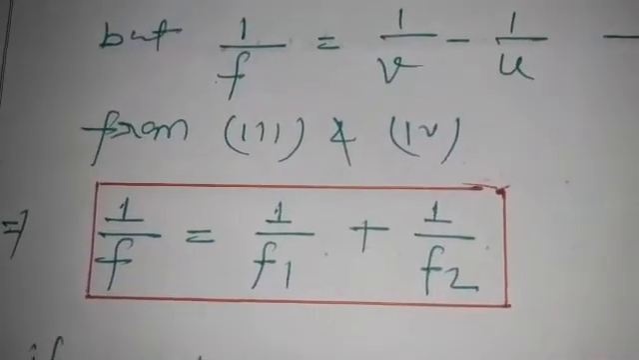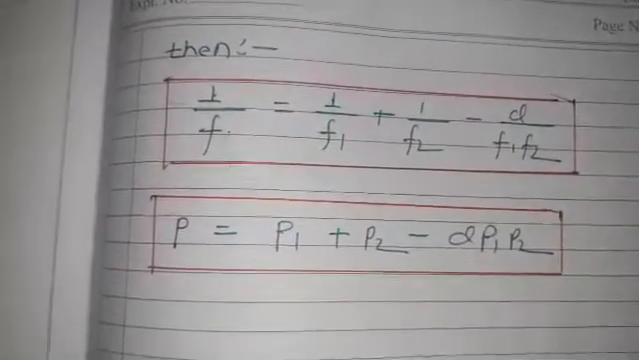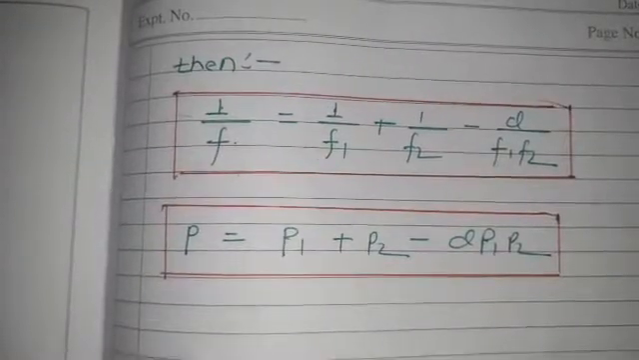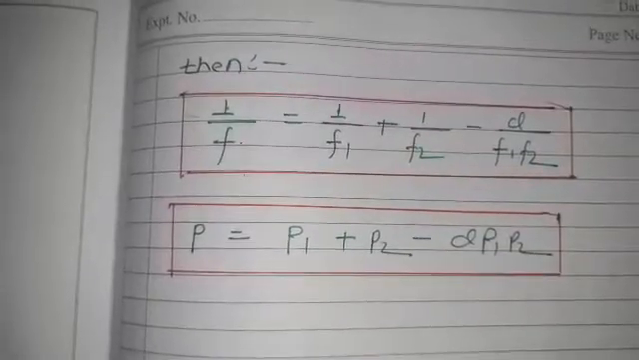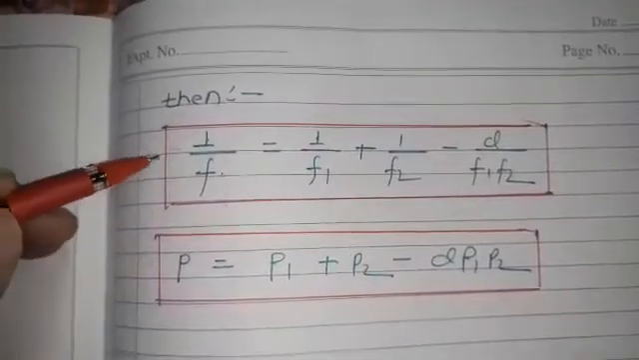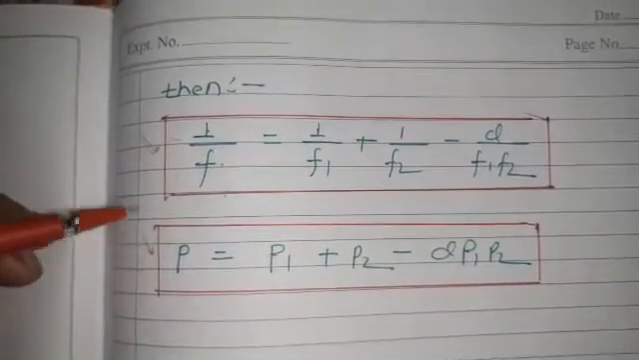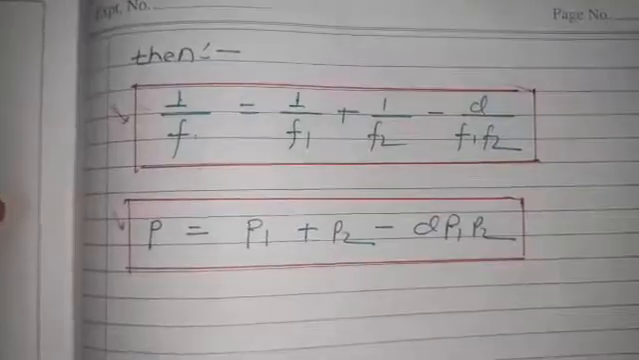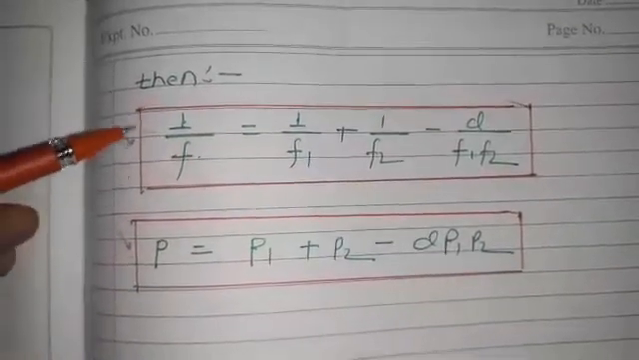If we have a separation between the lenses, then the formula becomes 1 upon f equals 1 upon f1 plus 1 upon f2 minus d by f1 f2. In terms of power, P equals P1 plus P2 minus d into P1 into P2. This is the most important formula, and it can help those students who are preparing for NEET and JEE. Questions may be asked from this topic, so you can use this formula.